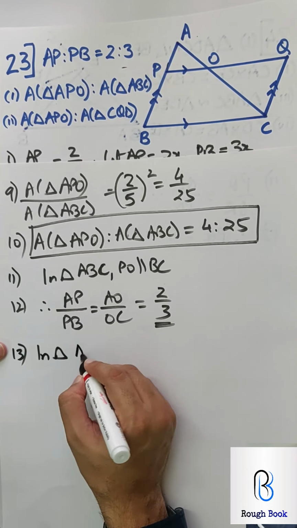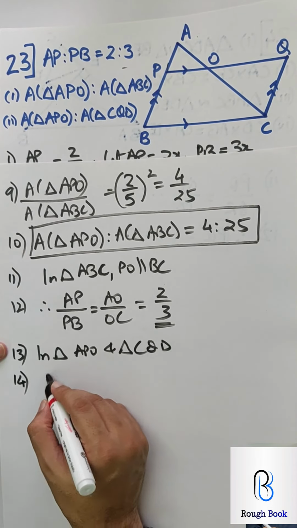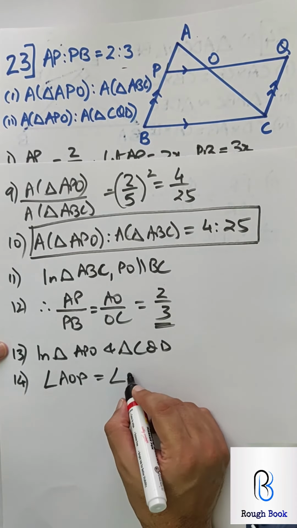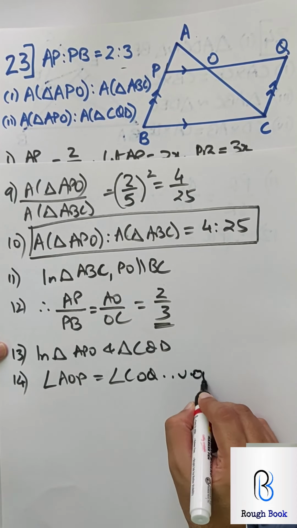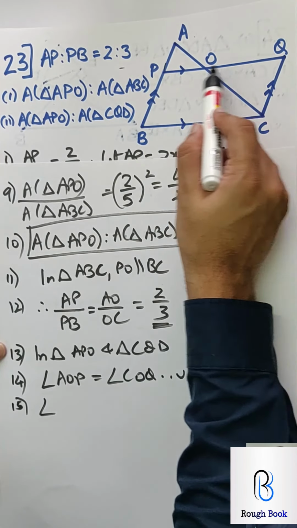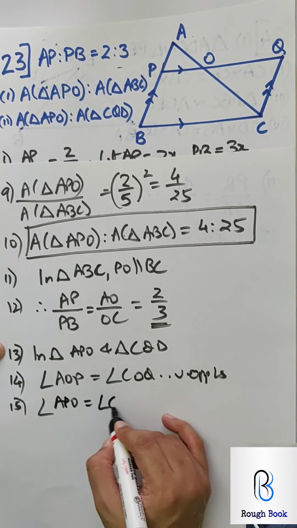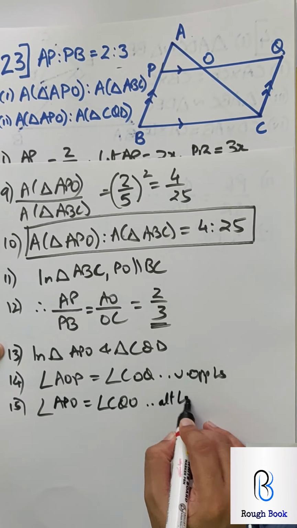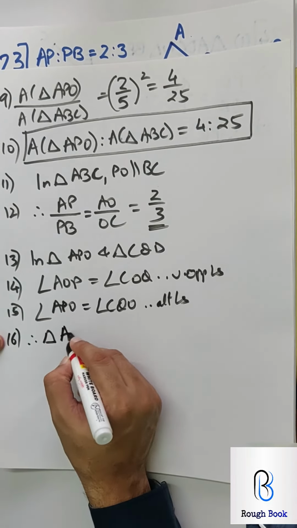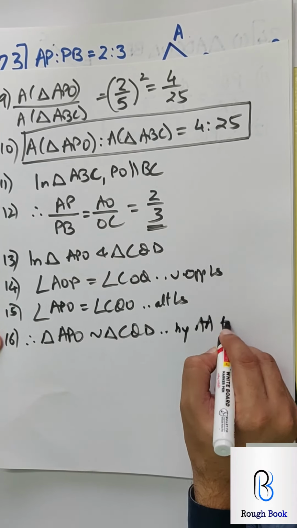So in triangle APO and triangle CQD, we will say angle AOP equals COQ, vertically opposite angles, and then the other angle is alternate angle. This Z, can you see? APO and CQO, alternate angles. So therefore the triangles are similar. So step 16, therefore triangle APO is similar to triangle CQD by AA test.